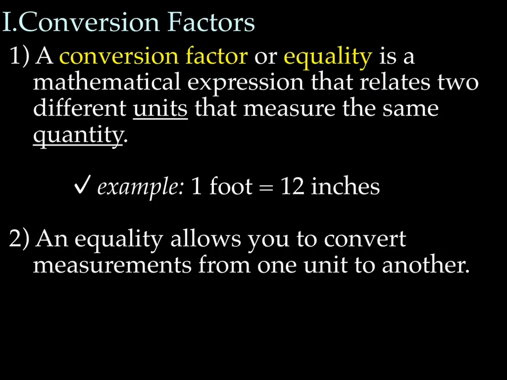Okay, let's do this. Again, we'll start with a few terms. So we have something called a conversion factor, also known as an equality. Those are mathematical expressions that relate two different units that measure the same quantity. For example, if we were to measure the length of something, we could use a foot, we could use inches, and we could convert between the two using the equality or conversion factor, 1 foot equals 12 inches. So a conversion factor or equality allows you to convert measurements from one unit to another.